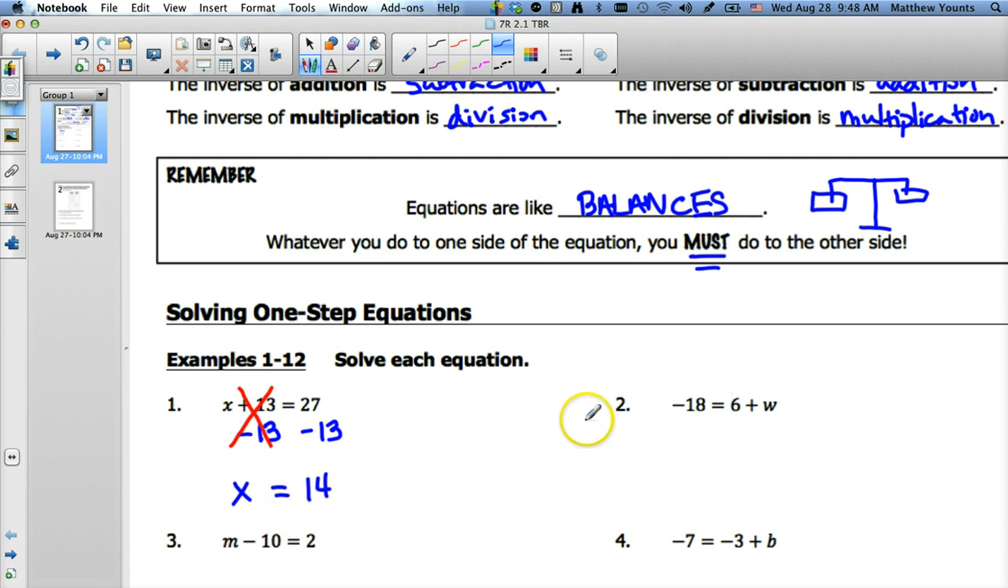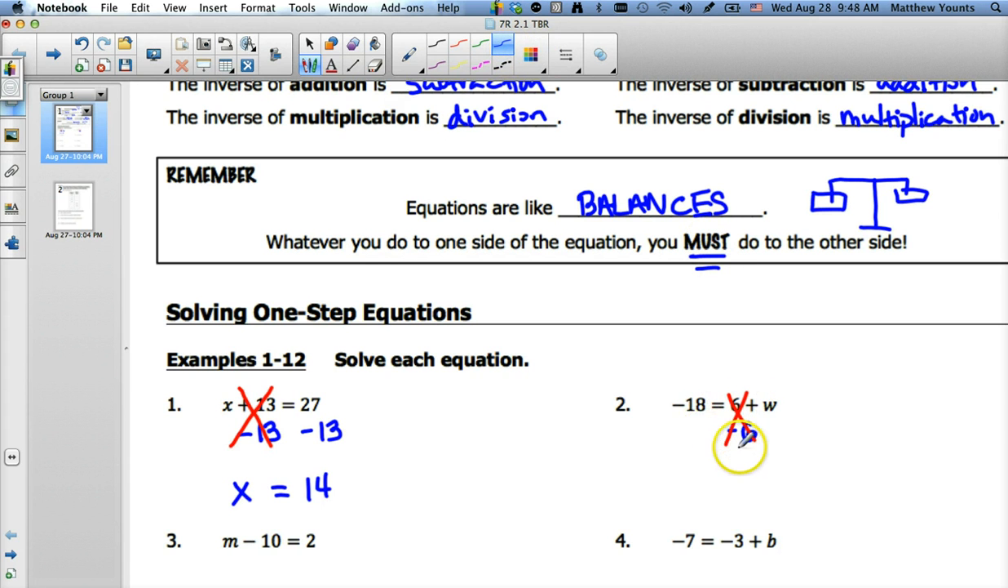Okay, for number 2, we have negative 18 equals 6 plus w. And so this time our w is on the right side. We want to isolate this variable here, and so I'm going to look at what's attached to the w. I'm adding a 6 to the w, and so the inverse of addition is again subtraction. To get rid of this 6, I need to subtract 6 from the right side. And positive 6 minus 6 is going to give me 0, so those are going to cancel each other out.